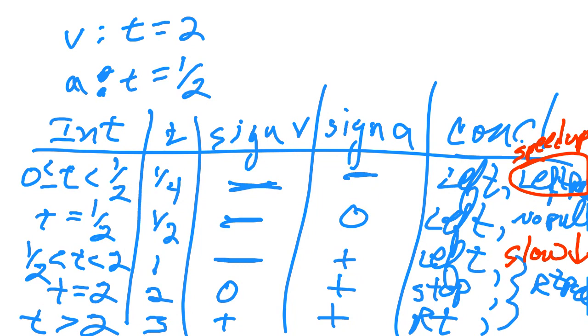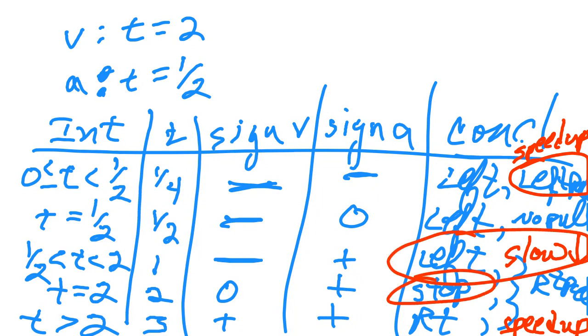And then at the end, when t is bigger than 2 seconds, I'm going right with right pull. So I'm speeding up. So I'm left and slowing down. I'm stopped here with right pull. And then I'm right and speeding up bigger than 2 seconds. Up to 1/2 second, I was going left and speeding up. So anyway, this puts it all together, but that's kind of where you look.